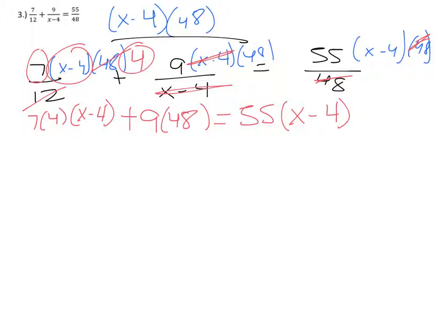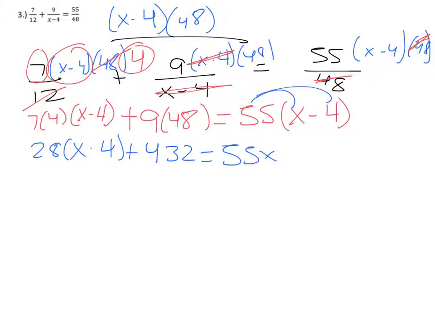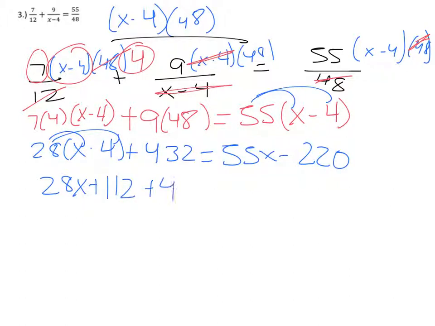So now I can go ahead and simplify here. On the first piece I have 7 times 4, which gives me 28 times x minus 4, plus 9 times 48 is going to give me 432 equals 55x, and then we have 55 times negative 4, which gives me negative 220. Again, I'm going to distribute the 28. So I have 28x, and then I have 28 times 4, which gives me 112, plus 432 equals 55x minus 220.